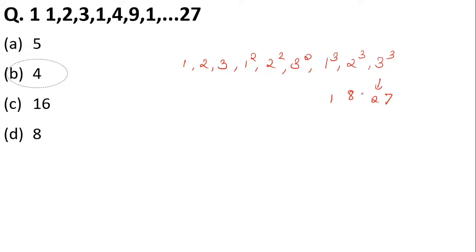What you have to do is, the first numbers are just as they are: 1, 2, 3. The next numbers are the square of 1, the square of 2, and the square of 3. The next three numbers are the cube of 1, the cube of 2, and the cube of 3. So the cube of 3 is 27, the cube of 1 is 1, so the missing number becomes 8. The right answer is option D. Very simple question. The right answer is 8.